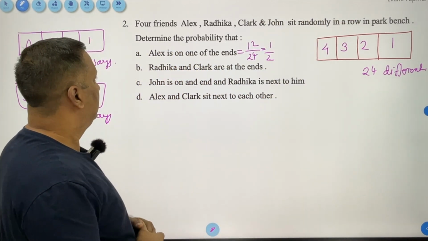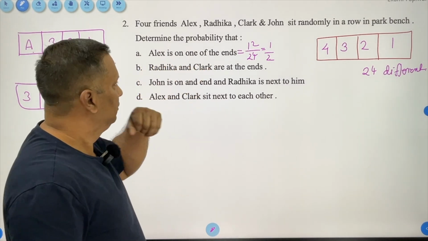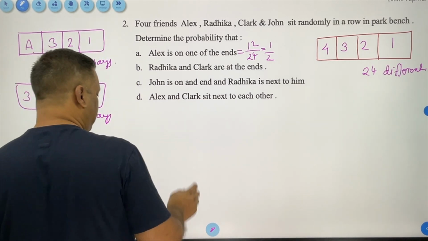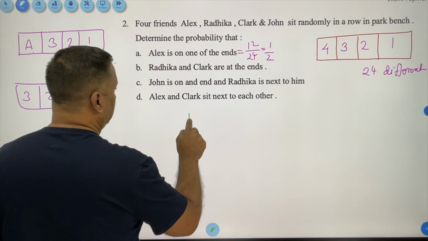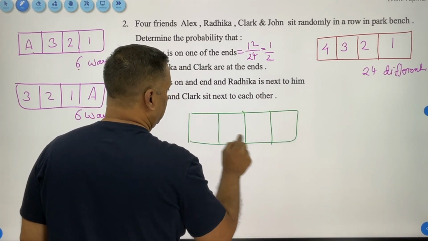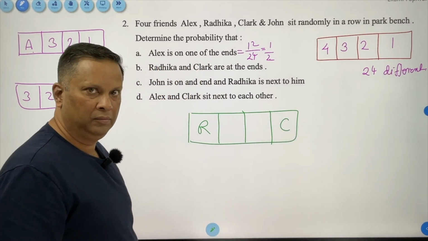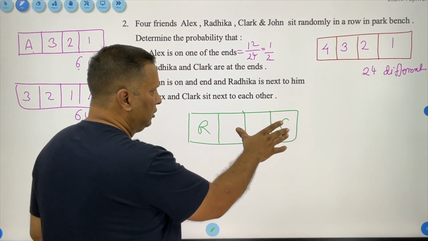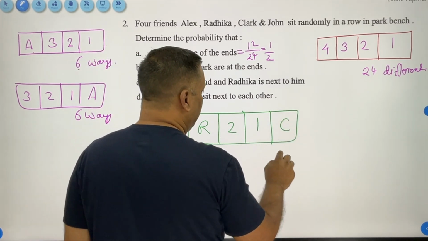Now similarly, can we do question number B? Radhika and Clark at the ends. So once again, we will do this. You make Radhika sit here and Clark here, right? In how many ways can you fill this? 2 have already taken places. Now 2 kids are there. You can fill in 2 ways and 1 way. So total ways 2 into 1, 2 ways.